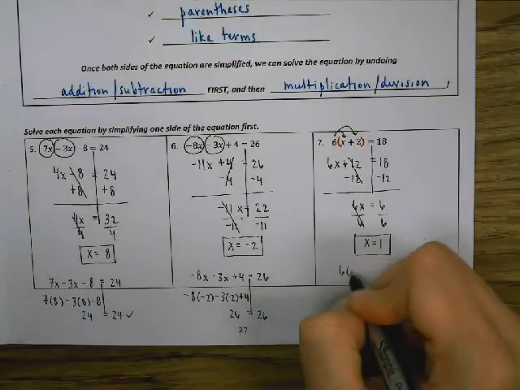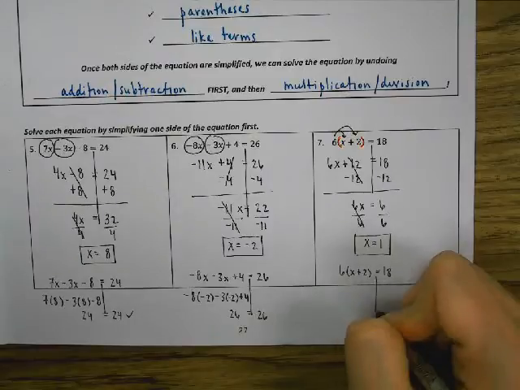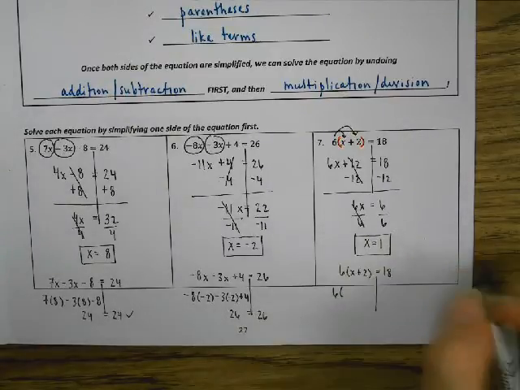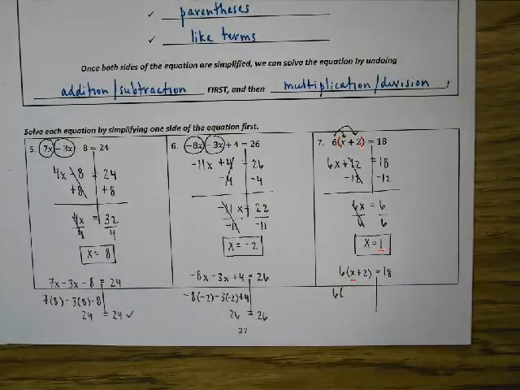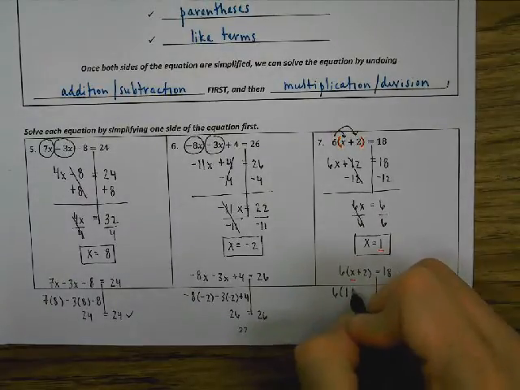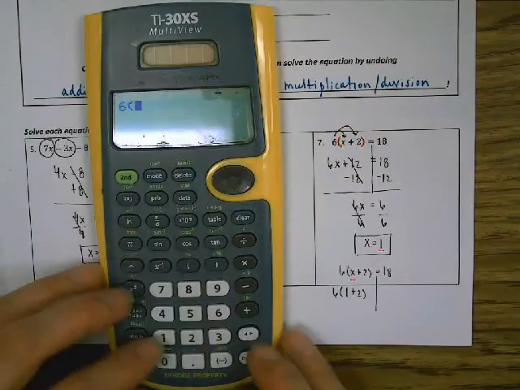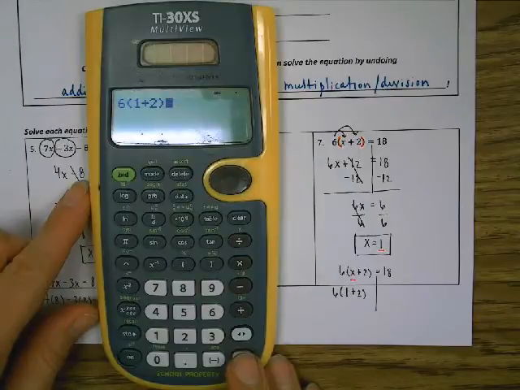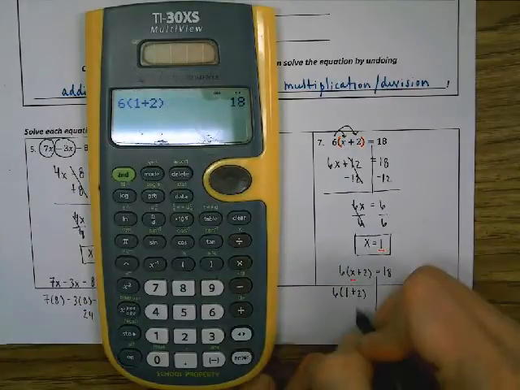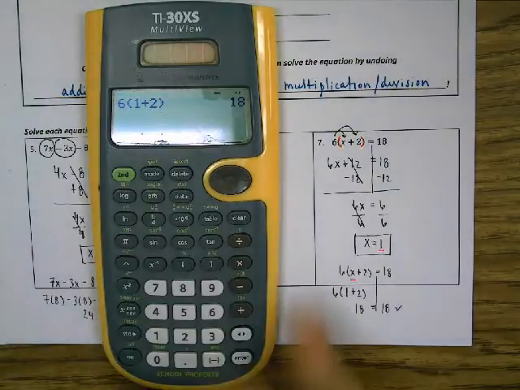So let's check that answer. 6 times x plus 2 is equal to 18, we hope. So now, wherever I have x, I'm going to plug in a 1. So now it's 6 times 1 plus 2. And again, you can probably, hopefully, work most of these out in your head, but it's worth a plug into the calculator just to be sure. So I'm going to type in 6 times 1 plus 2, and I get 18, which is what I was hoping for. And so we know we're correct.